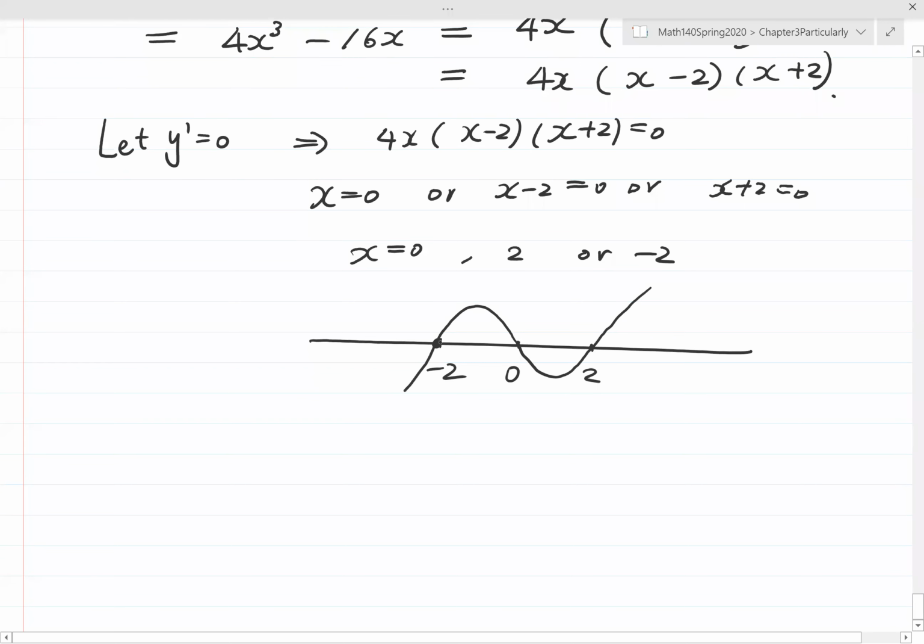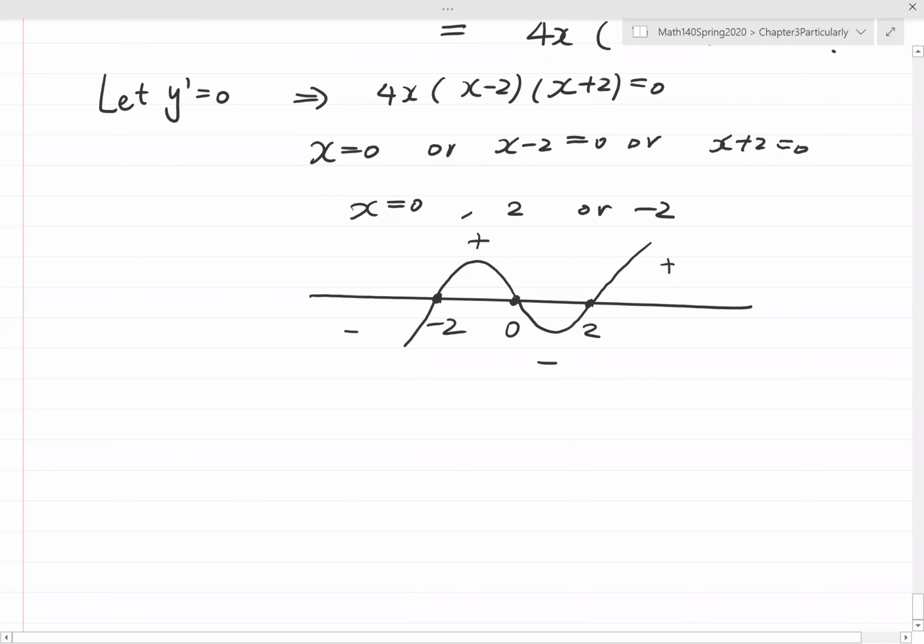Now here we have those three factors, x, x minus 2, x plus 2, they are all power 1, all odd power. So every time we pass through a root, the sign flips. This part is positive, this part is negative, this part is positive, this part is negative. This is a quicker way to work out the sign of the derivative. So we're done with that, and then we know the intervals of increasing and decreasing for y prime, for the function y.